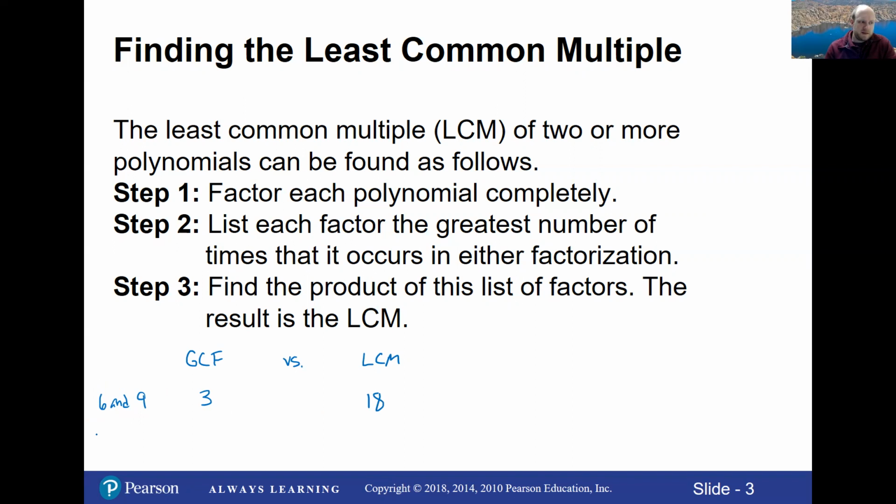Well, let's do another example. Let's say we're talking about 12 and 20, okay? What's the greatest common factor of those? Well, the greatest common factor of those is going to be 4. And the least common multiple is actually going to be 60. We're going to go through some more examples of that.